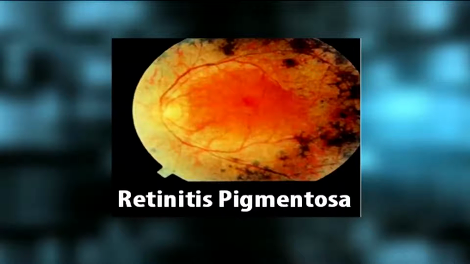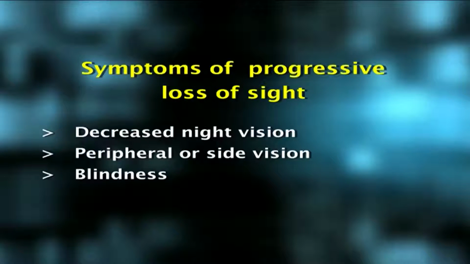Retinitis pigmentosa is a genetically inherited disease of the eye in which the cells of the retina produce defective proteins. The symptoms include a progressive loss of sight starting with decreased night vision, followed by loss of peripheral or side vision, and finally blindness. There is no treatment or cure for the disease.